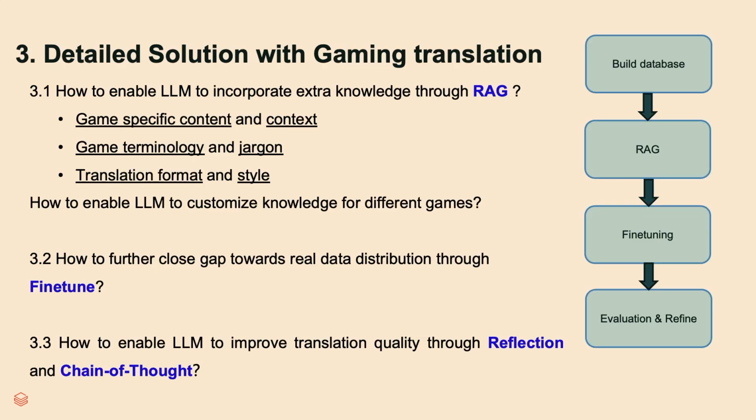Now I will introduce how we build our gaming translator to solve all those challenges. Our solution has four parts. The first one is building a database, then building a RAG system, which is retrieval augmented generation. The third part is fine-tuning the LLM models. The last stage is evaluating and refining the translation results.